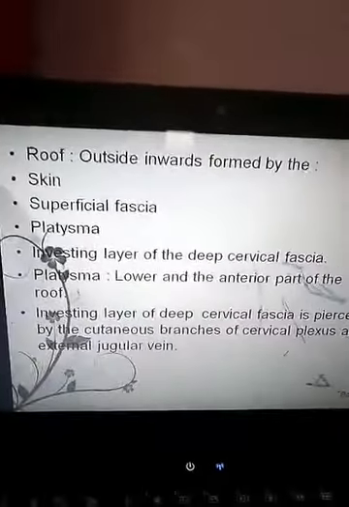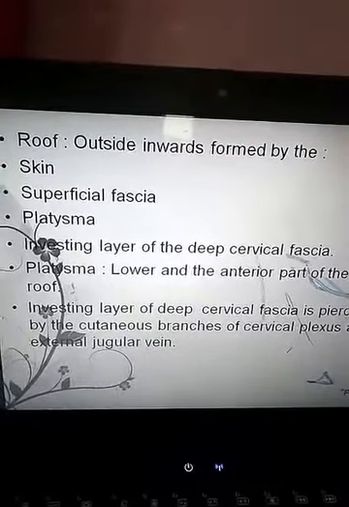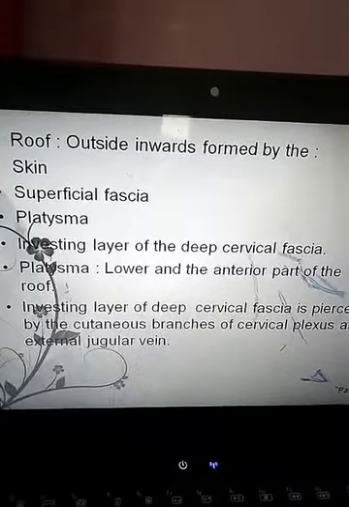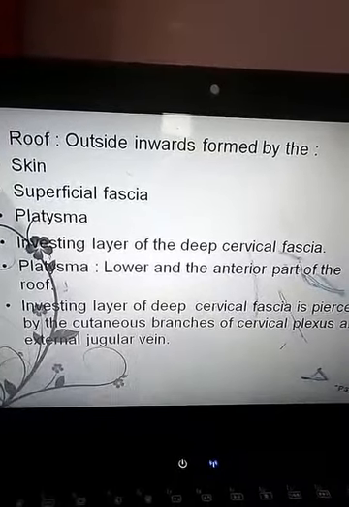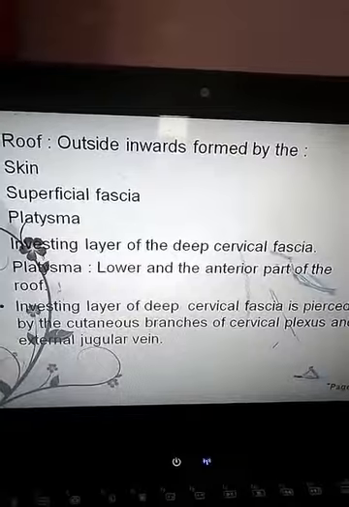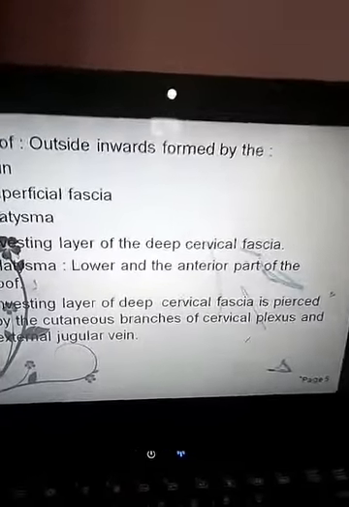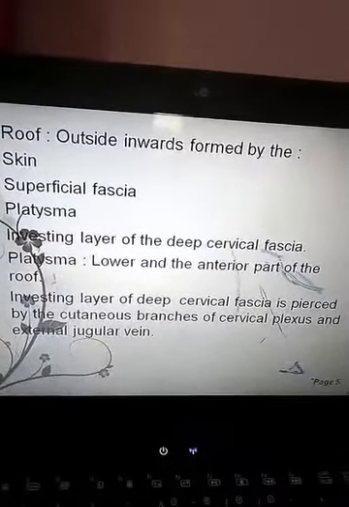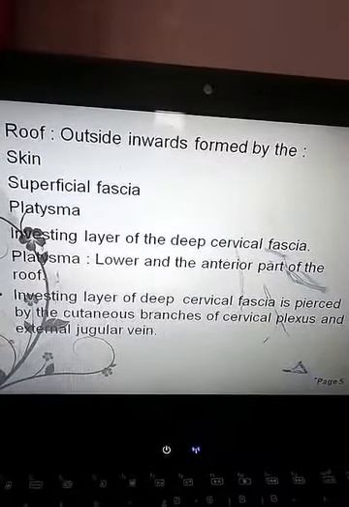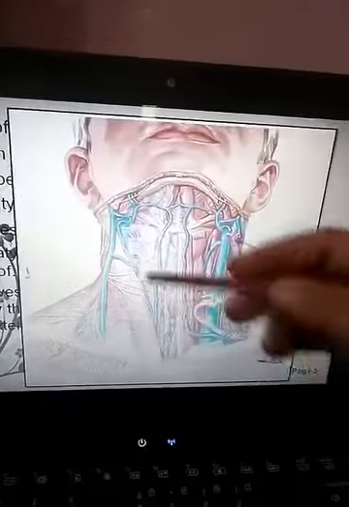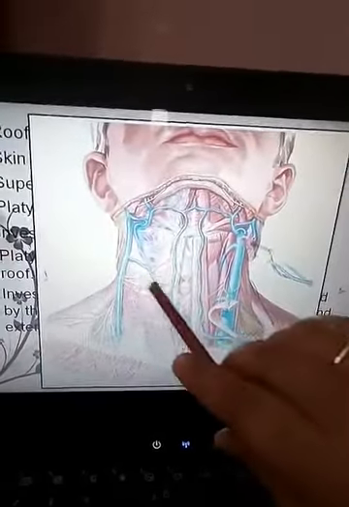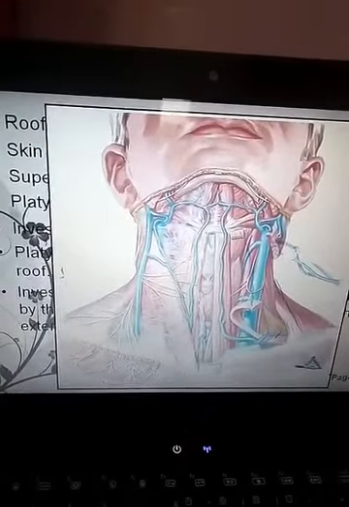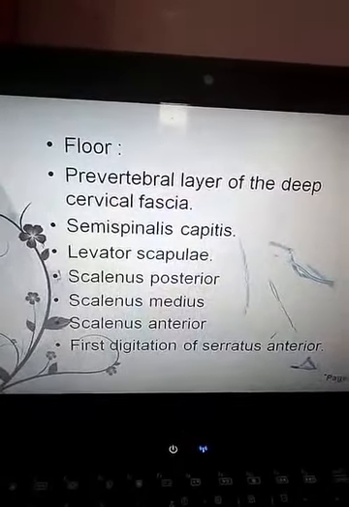Now the roof, if we go from outside to inside, we have the skin, superficial fascia, platysma, and the investing layer of deep cervical fascia. Platysma forms the lower and anterior part of the roof, and the investing layer of deep cervical fascia is pierced by the cutaneous branches of the cervical plexus and the external jugular vein, which I told you. We have the cutaneous nerves here, the external jugular vein, and the investing layer of the deep cervical fascia.